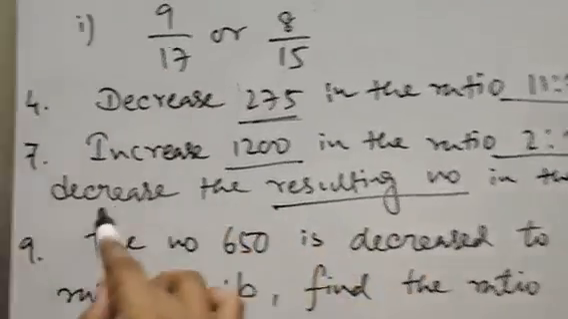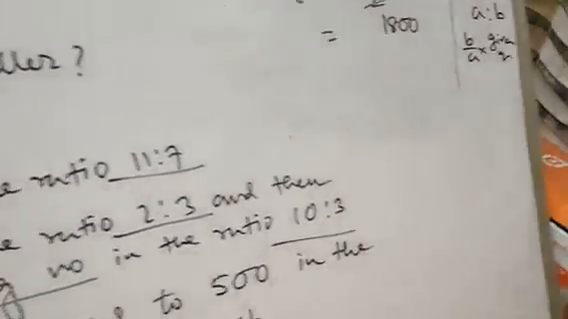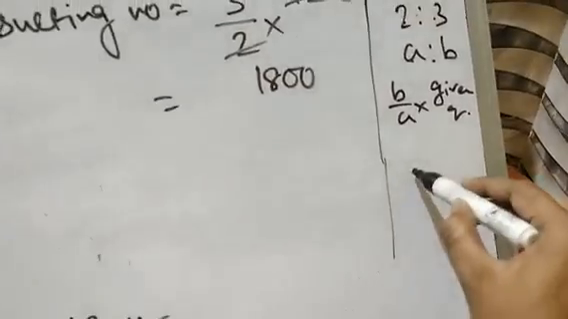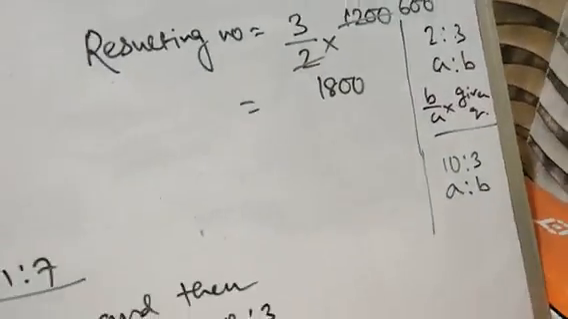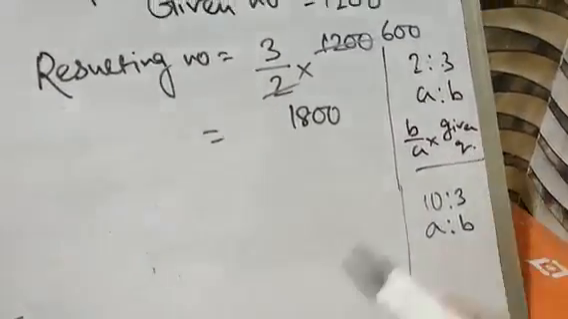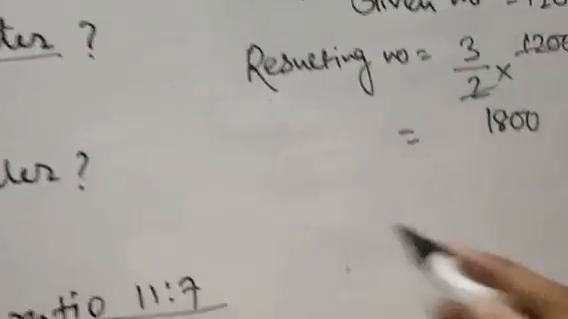Now we have to decrease this resulting number again in the ratio 10:3. Therefore again the same formula. The given ratio is 10:3, which means A is to B. The formula is the same in case of decrease as well: B by A into given quantity. So we will have the final number or new number.